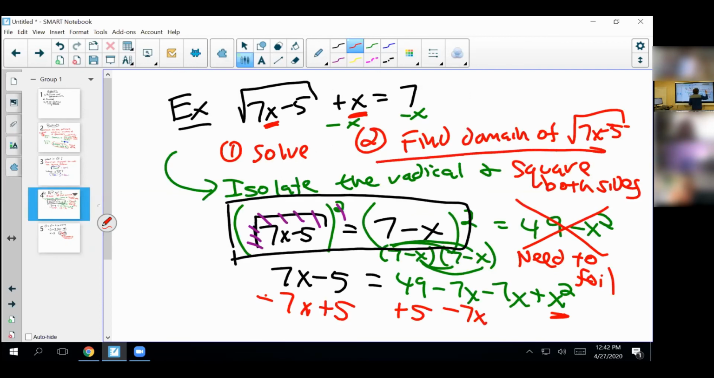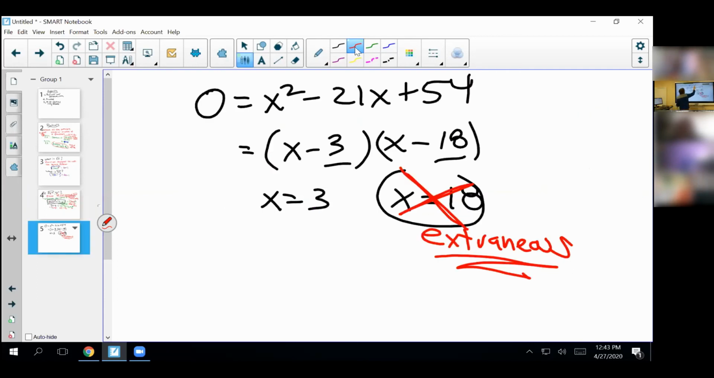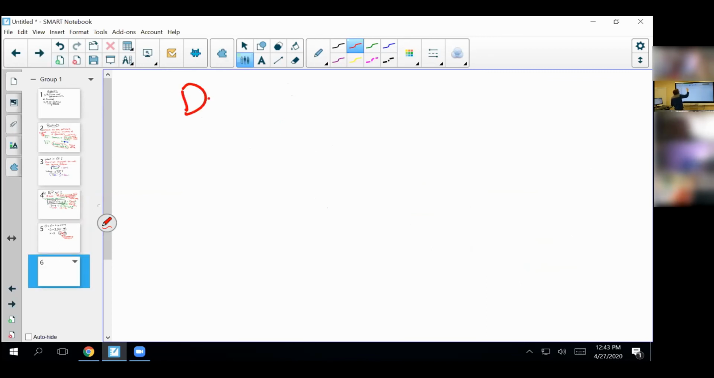Okay, but we're not quite done with this problem yet either, just because there was a second part. What is the domain of the square root of 7x minus 5? Well, if you just look at Desmos, you can see it. But the other thing you can do, well, maybe I'll just start a new page. So we're doing the domain of square root of 7x minus 5. What is the domain here?